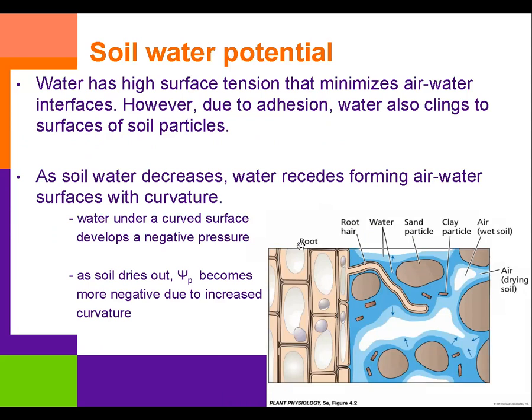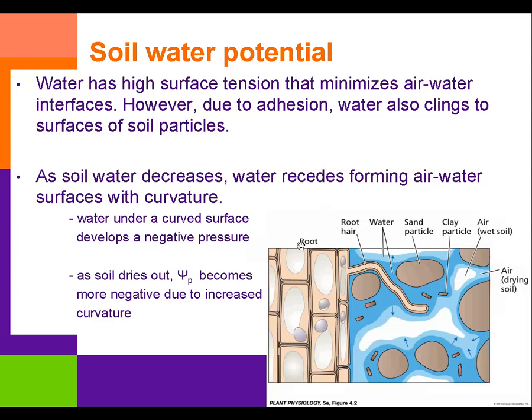Well, water, due to the hydrogen bonding that it does between itself, has high surface tension, which is attempting to minimize the interface between air and water. So that's why it forms droplets. So it naturally wants to minimize the contact with air, but what also happens is, due to the adhesion properties of water, it binds to soil as well.